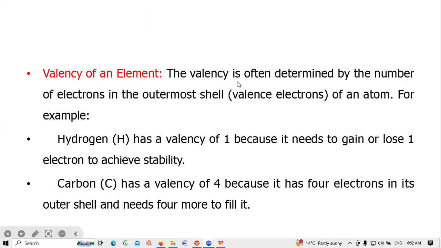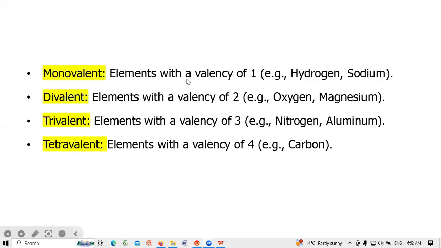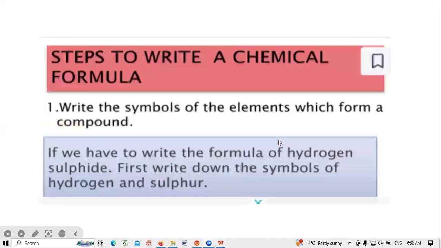Valency of an element is often determined by the number of electrons in the outermost shell, the valence electrons of an atom. For example, hydrogen has valency 1 because it needs to gain or lose 1 electron to achieve stability. Carbon has valency 4 because it has 4 electrons in its outer shell and needs 4 more to fill it. Monovalent elements with valency 1, example hydrogen, sodium; divalent elements with valency 2, oxygen and magnesium; trivalent elements with valency 3, nitrogen, aluminum; tetravalent elements with valency 4, carbon.